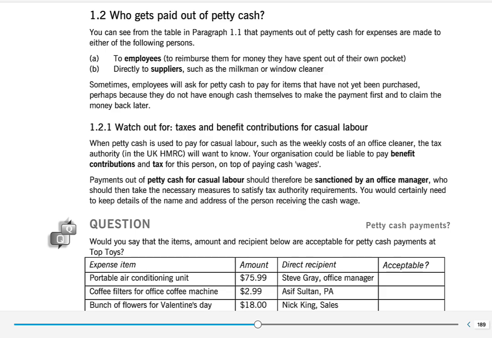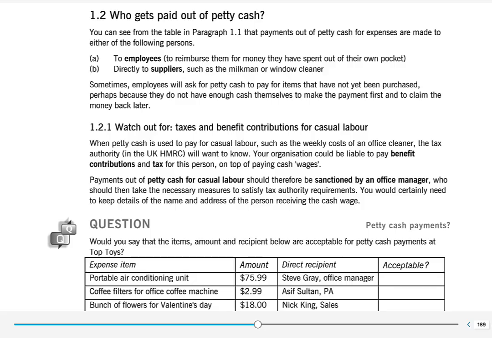Another example, a window cleaner may come and clean the office windows. The business may pay the window cleaner using petty cash. So here the cash goes directly to the supplier. This is different from the employee reimbursement example, because the supplier is being paid directly.